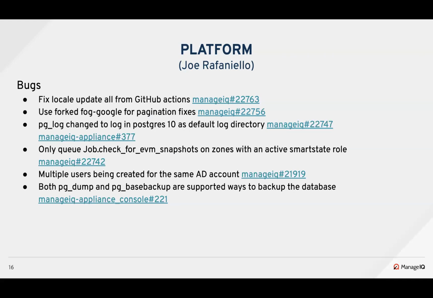Next, I fixed the references to pg_log, which were changed to log in Postgres 10 as the default log directory. Adam already described the snapshot cleanup fix he made in core. A community user fixed an issue where the username in the domain/user format wasn't parsed like we were previously doing with the domain@user format. And that was leading to multiple users for the same AD account. And I removed a warning against using pg_dump through appliance console, since both pg_basebackup and pg_dump are supported. That's it for the platform. Next slide.